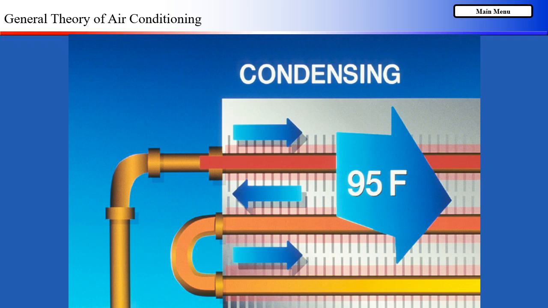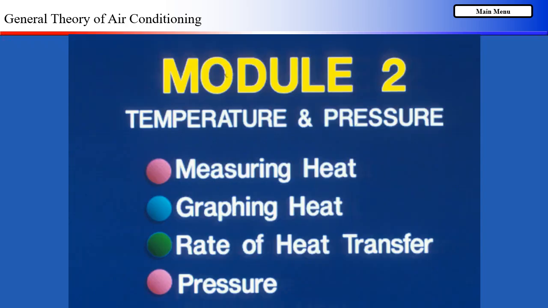The temperature at which condensation happens is higher than the temperature for evaporation because the pressure in the condenser is higher than it is in the evaporator. In Module 2, Temperature and Pressure, you will study the remaining foundation blocks you need to develop a basic understanding of air conditioning and refrigeration. In that module, you will obtain an understanding of temperature and pressure and how they are measured.